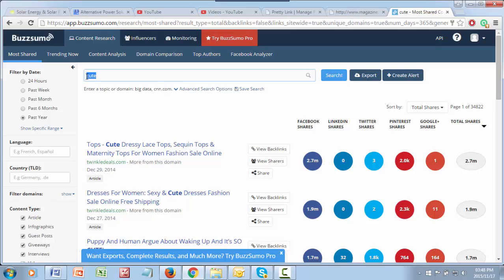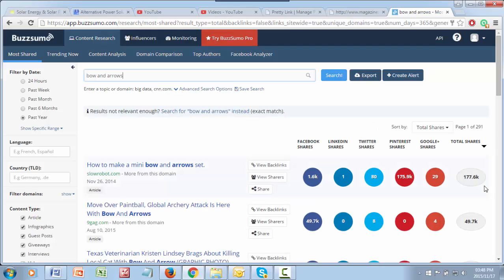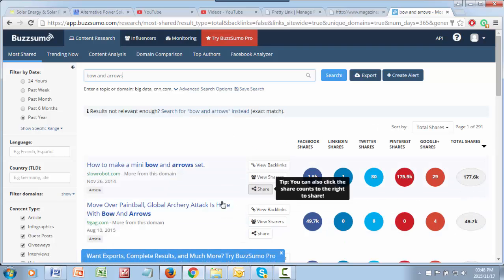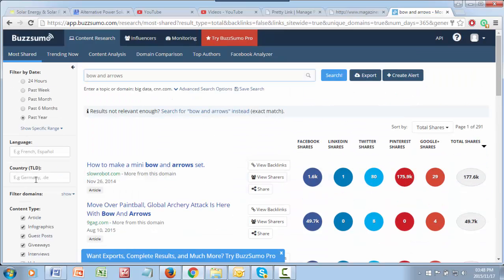Let's try something weird. Oh, you'd be surprised what comes up, by the way. 177,000 shares anyway. How to make a mini bow and arrow set. So yeah, after thinking I could come up with something that'd come up short, it doesn't.